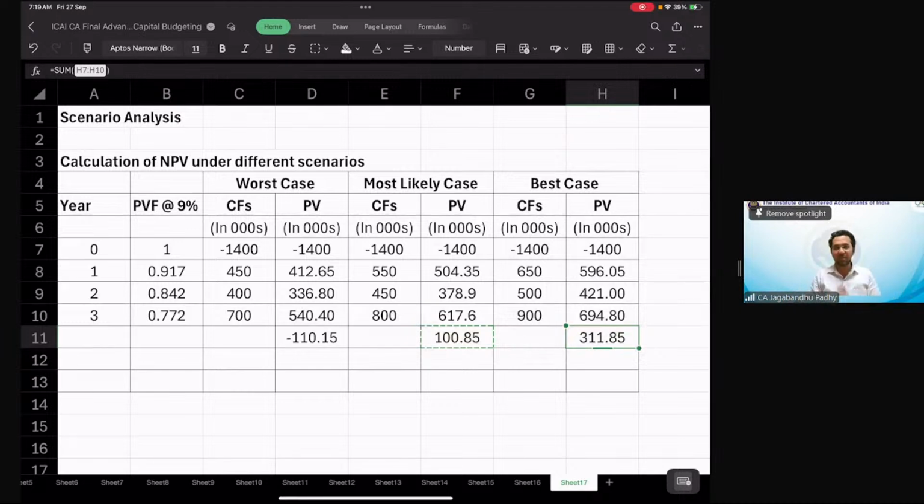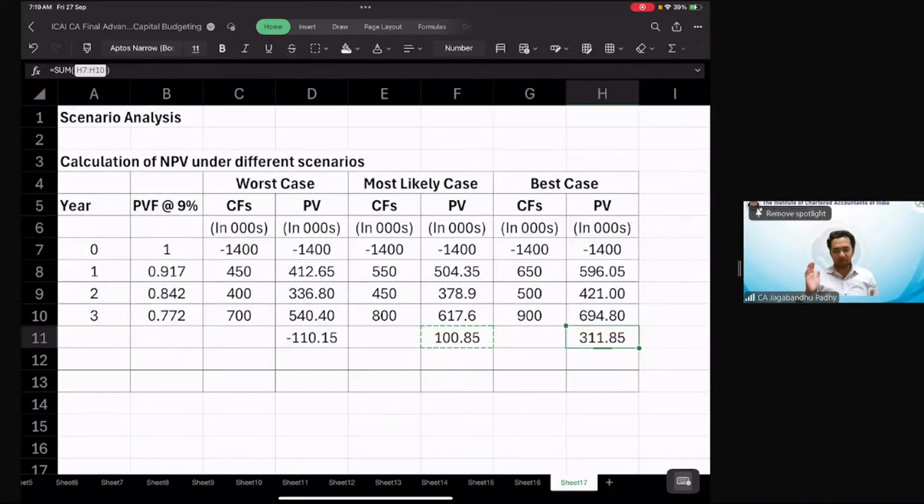Just check if you're getting these NPVs, guys. Negative 110, 100.85, 311.85. Okay, so now we have 3 scenarios available with us: worst, most likely, and the best. And what we observe is that NPV may range from negative 110 till positive 311.85.